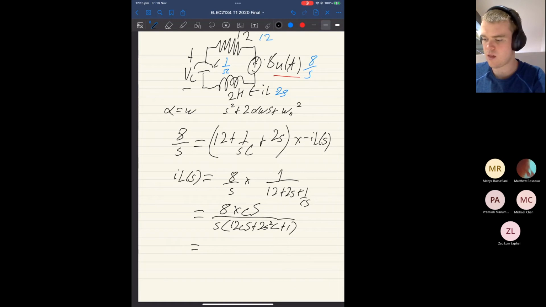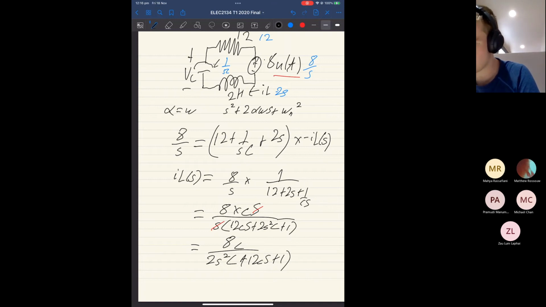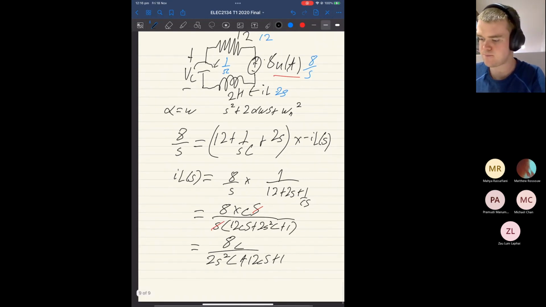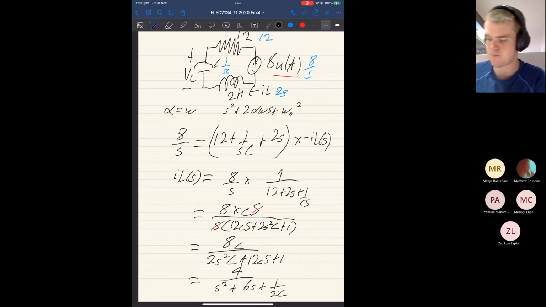And now we have 8 Cs and s. They cancel out nicely. And so you end up with 8C all on 2s squared C plus 12 Cs plus 1. I don't know why I put brackets in there. Shouldn't have brackets. Okay. And so then we can divide by 2C everywhere. And so we're going to end up with a 4 on s squared plus 6s plus 1 on 2C.